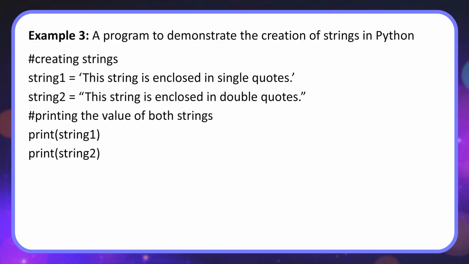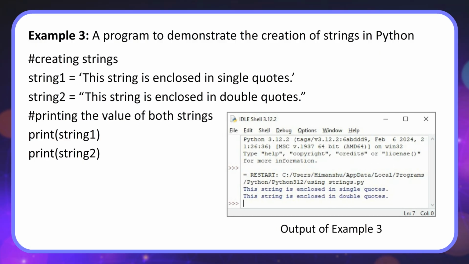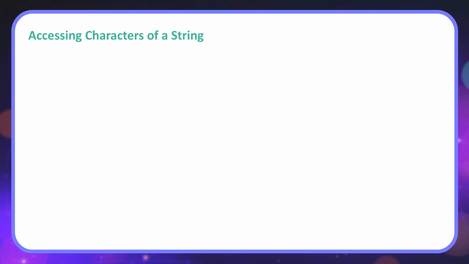Creating strings. string1 = 'This string is enclosed in single quotes'. string2 = "This string is enclosed in double quotes". Printing the value of both strings. print(string1). print(string2). Output of example 3. Accessing characters of a string.